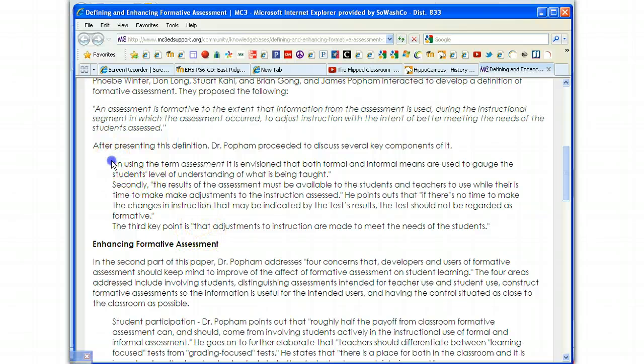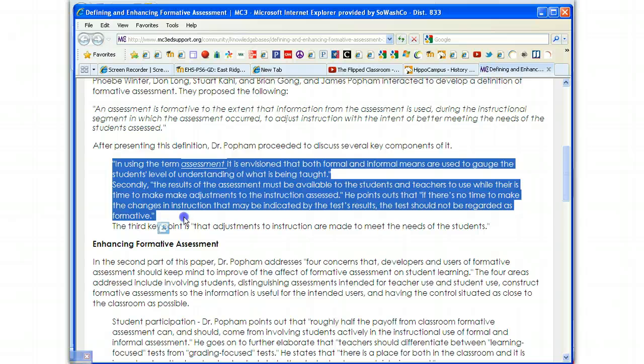In other words, in using the term assessment, it is envisioned that both formal and informal means are used to engage the student's level of understanding of what is being taught, and that the results of the assessment must be available to the students and teachers to use while there is time to make adjustments to that instruction assessed. If you don't have any time to make any changes, there's no point in doing the test. So it's there to meet the needs of the students. Online assessment provides that opportunity.